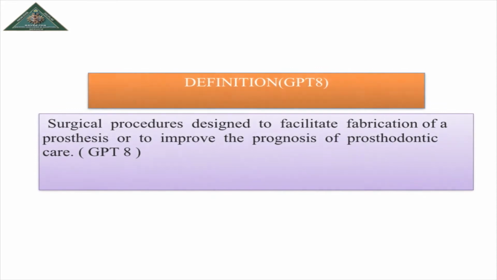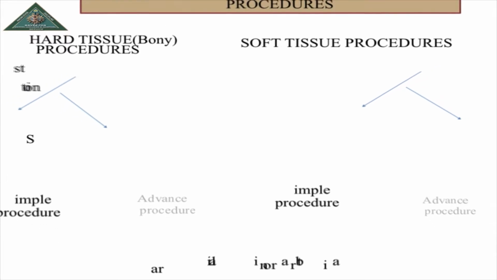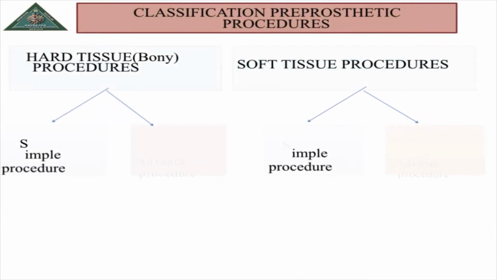Today's topic of discussion is pre-prosthetic surgery. Pre-prosthetic surgery is defined as a surgical procedure designed to facilitate fabrication of a prosthesis or to improve the prognosis of prosthodontic care. Pre-prosthetic procedures are broadly classified into hard tissue and soft tissue procedures. These are again classified into simple and advanced procedures that are done on hard and soft tissue.